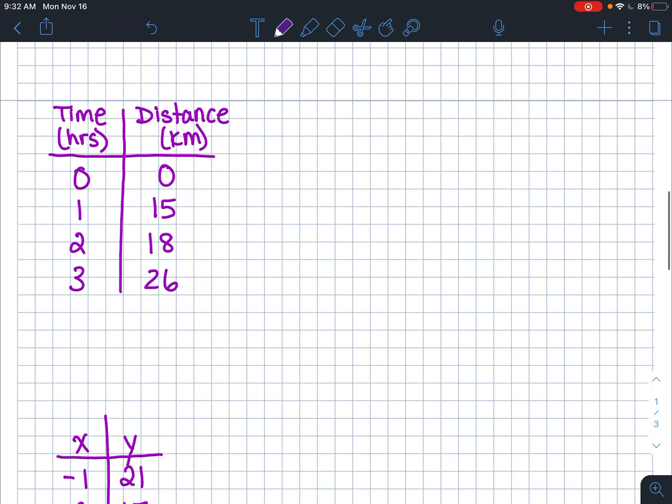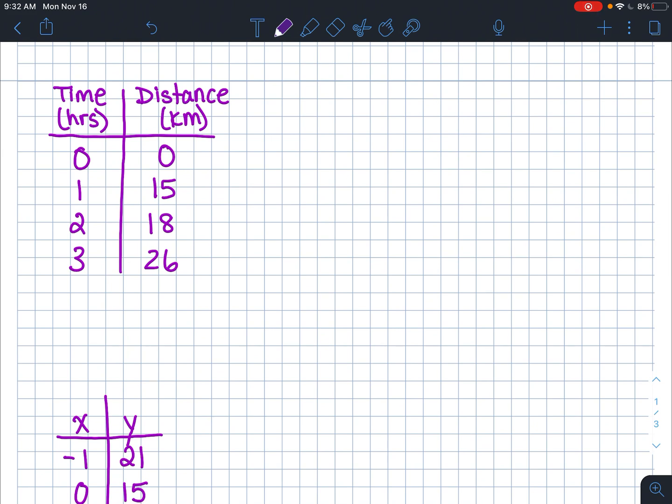Okay, let's check another table. This is a table of time and distance. So let's look at the y values, the distance. What is this going up by? From 0 to 15, it goes up 15. From 15 to 18, it goes up 3. And from 18 to 26, it goes up 8.